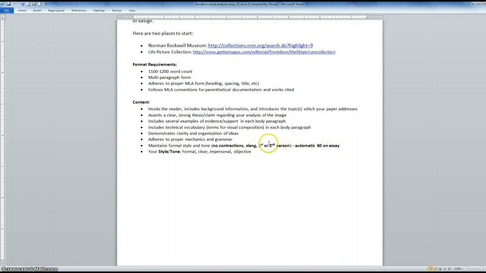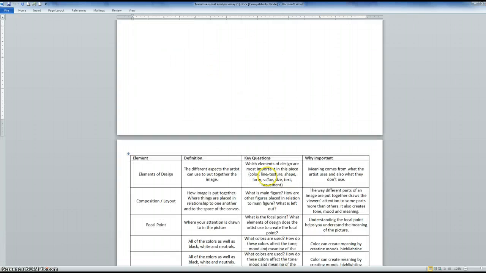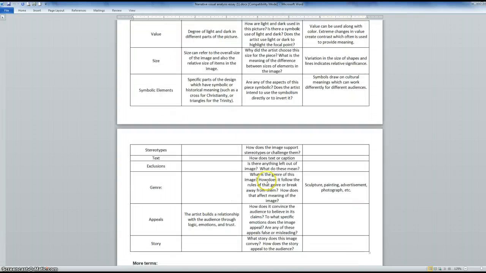Please look at this. We cannot use you in this essay. That is considered second person. We shouldn't use first person, which would be I, or contractions. And it needs to be a formal essay. And again, here's the terms that you've already seen.